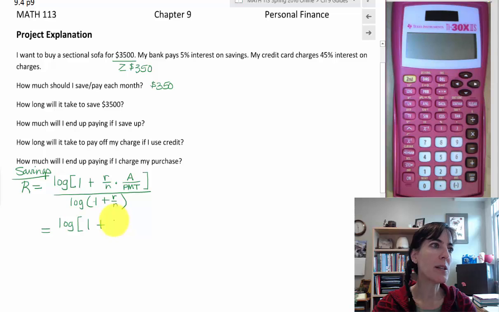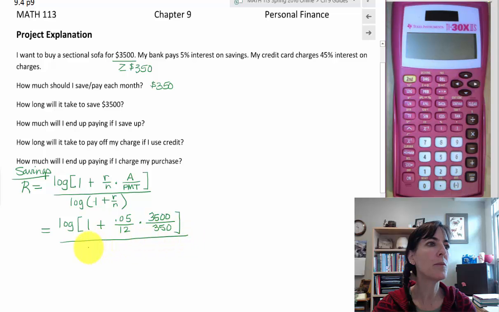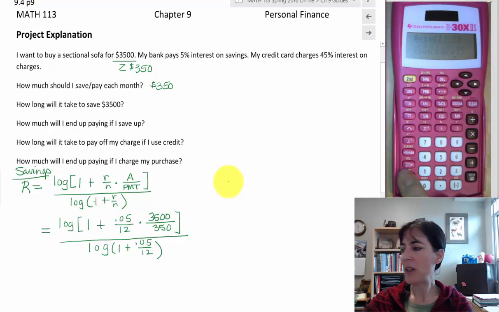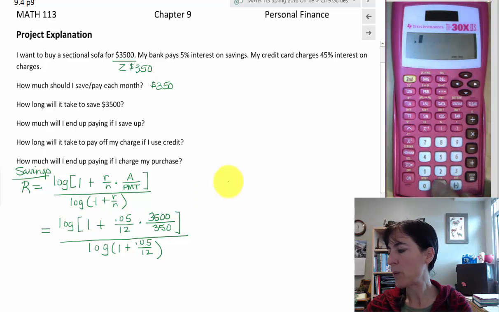So I have 1 plus R is 0.05 for my savings account. My N is going to be 12 for both of these accounts. And then the amount is $3,500. My monthly payment, $350. And it will be log of 1 plus 0.05 divided by 12. Calculate it on my calculator. So I'll have 0.05 divided by 12.